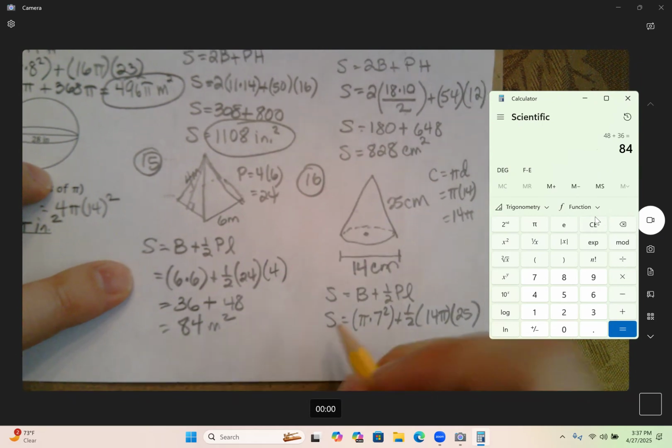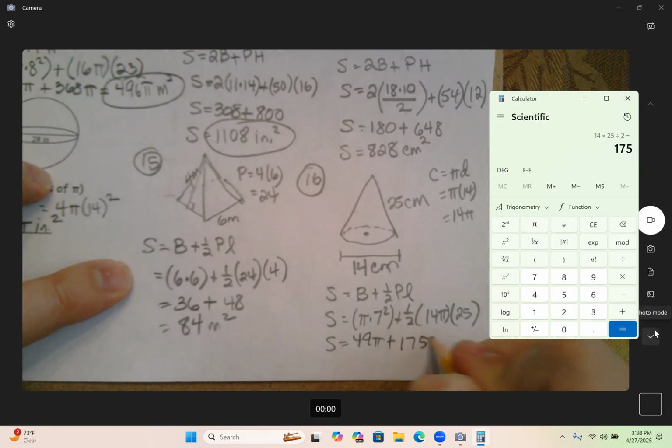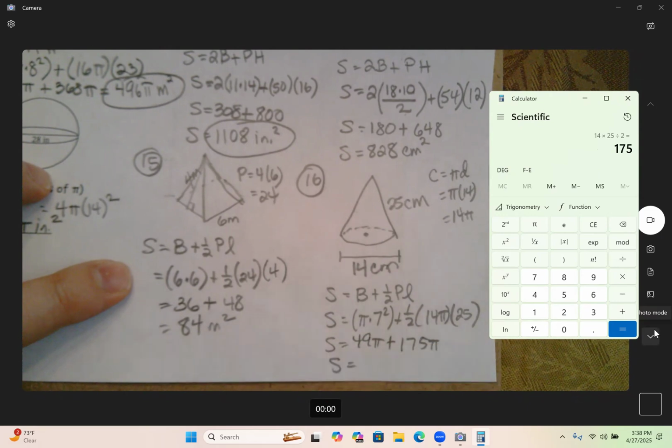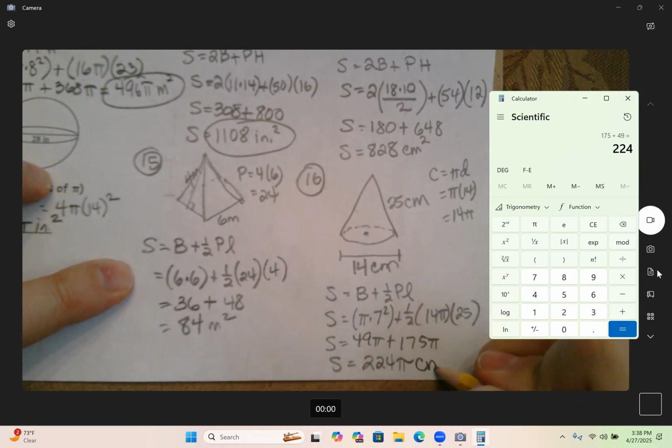Okay, so 7 squared is 49 pi. Now I'm going to do 1/2 times 14 times 25. I'm going to do it in this order: 14 times 25 times 1/2, which is the same thing as divide by 2. So that's plus 175 pi. So the total surface area of this cone, 175 pi plus 49 pi, is 224 pi. And this would be in centimeters squared.